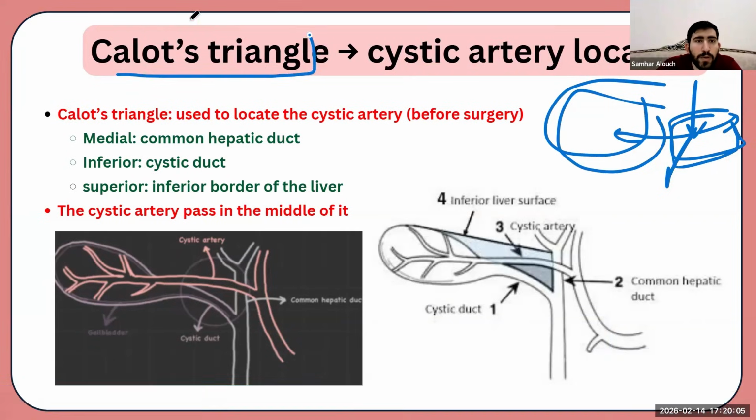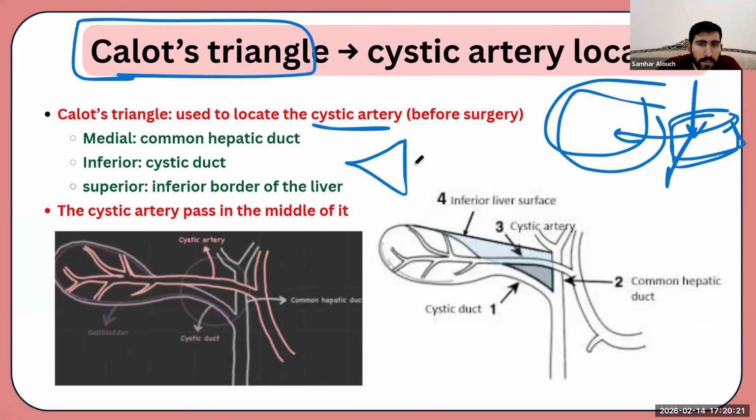By something called Calot's triangle. Okay? There is a triangle between the bladder and the ducts and the liver, and this cystic artery moves in it. Okay? So Calot's triangle, it's a triangle used to locate the cystic artery. The triangle is made of three parts: medial, inferior, and superior. Remember, the apex of this triangle is down. So we have superior, inferior, and medial parts.